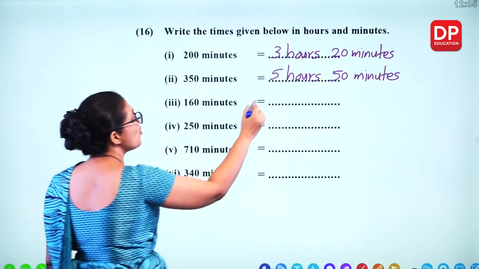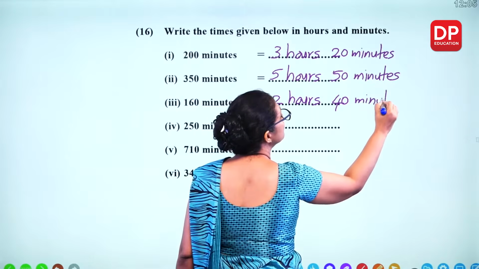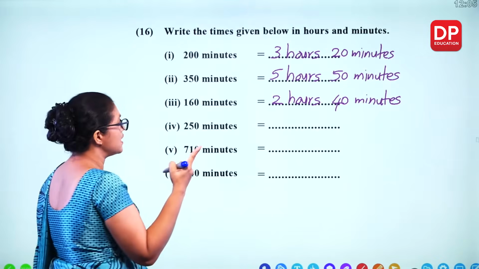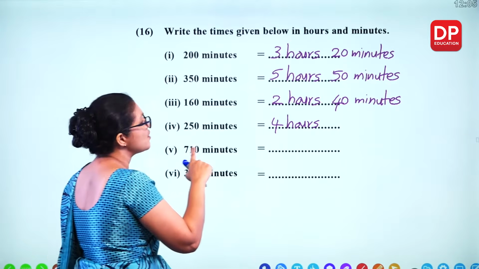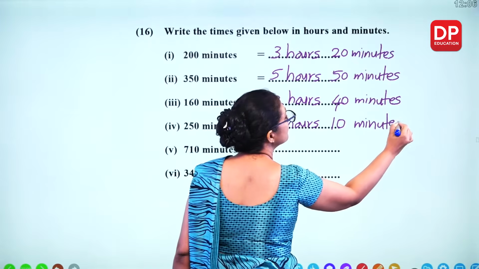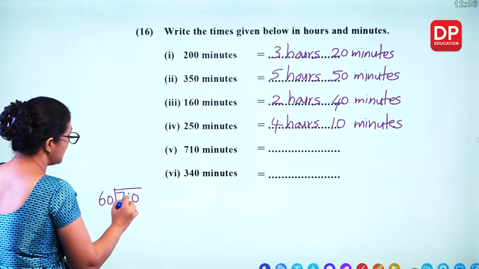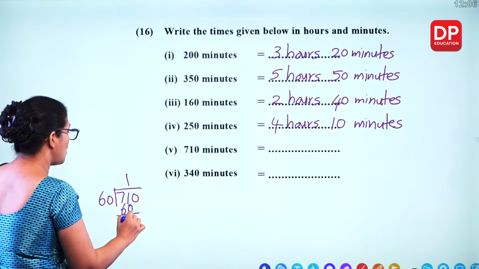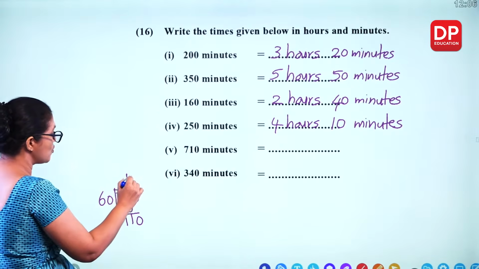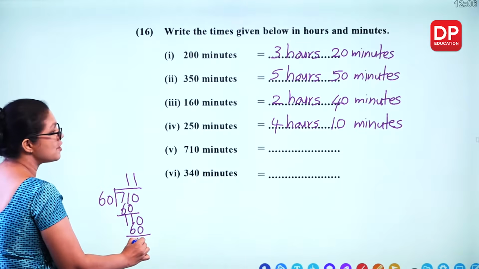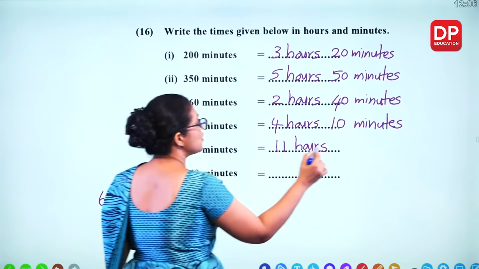160 means 120 is there. That's 2 hours. 160 minus 120, you get 40 minutes extra. 250, 240. So 60 times 4, 4 hours. That's 240. 250 minus 240, 10 minutes extra. And 710, when you divide by 60, what do you get? Here you get 660. So 11. 710 minus 660, 50 minutes remaining. So you can say 11 hours and 50 minutes.